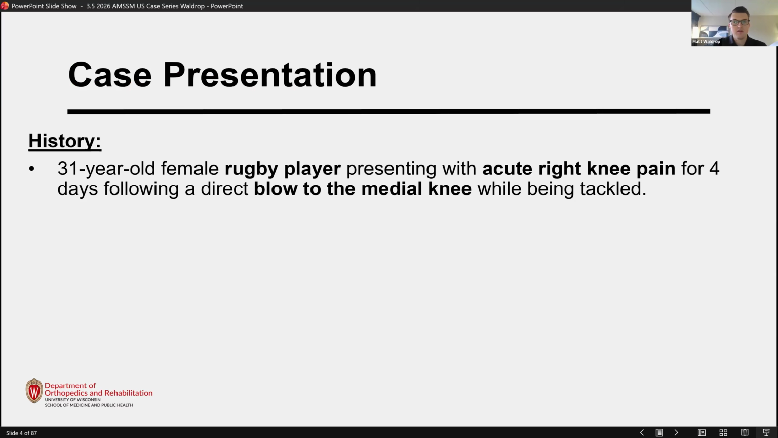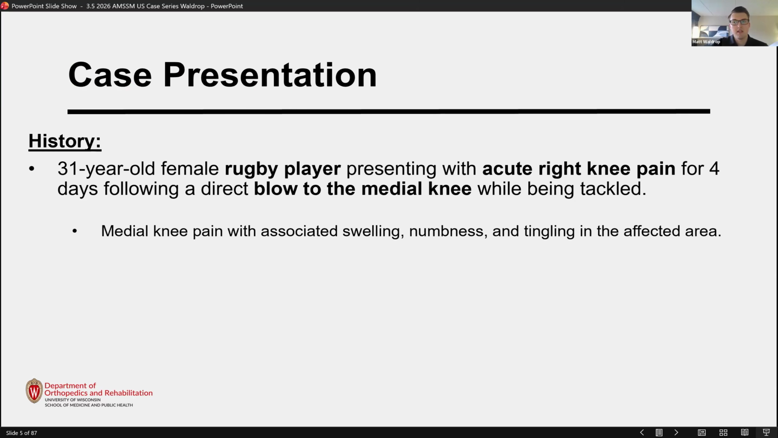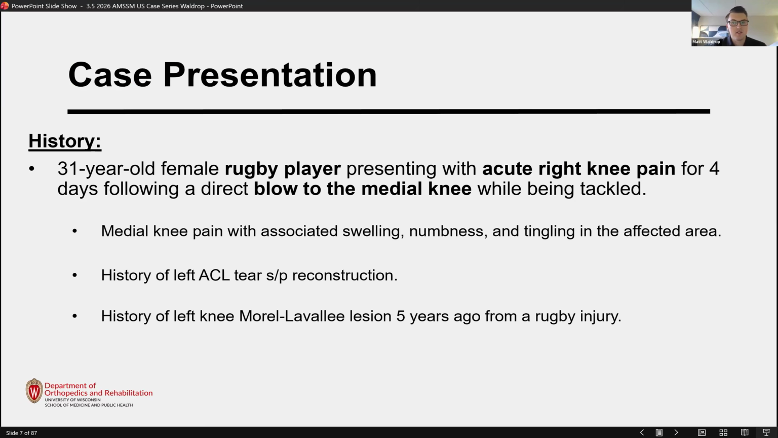So we have a 31-year-old female rugby player presenting with 4 days of acute right knee pain following a direct blow to the medial knee while being tackled. She endorses medial knee pain with associated swelling and local numbness and tingling only to the affected area. She has a history of an ACL tear status post reconstruction on the left side over 5 years ago. And she also has a history of a left knee Morel Lavallée lesion 5 years ago from a rugby injury that did resolve with conservative measures.